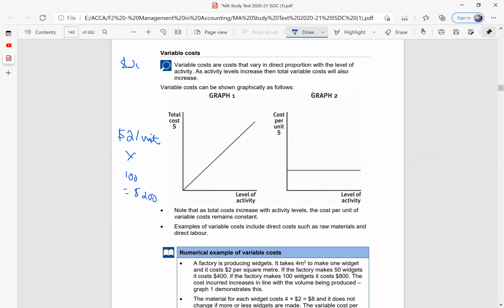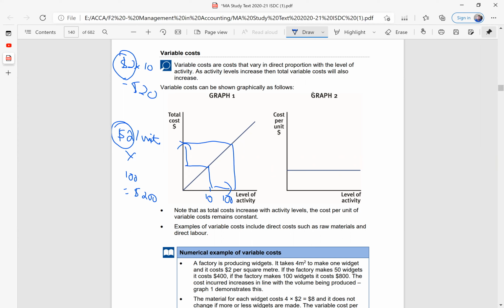So if you see, when I multiplied it by 10, it became 20. When I multiplied it by 100, it increased to 200, which means that the total variable cost keeps increasing with the level of activity. But the per unit cost is remaining fixed. The per unit cost is not increasing or decreasing.